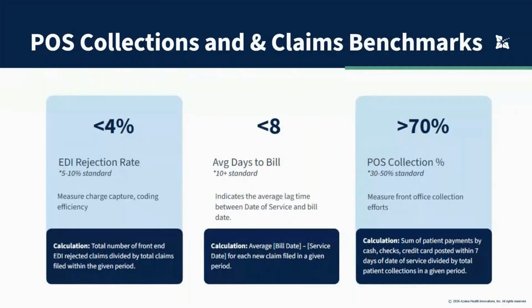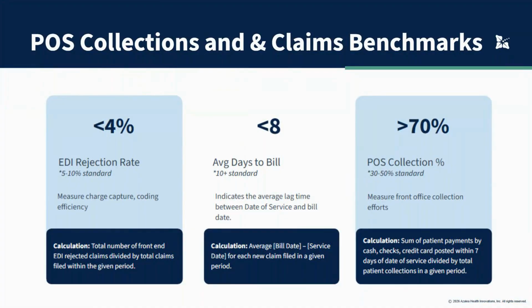So, some benchmarks that we can use to grade our performance on all this front end patient registration and time of service collections. There are many different ones, so I'm just going to give you some that I like, that I've used over the years. Some of this depends on what your reports can give you, what data you have access to. But EDI rejection rate is a good one. How often are your claims rejecting at the clearinghouse level? Less than 4% we would consider best practice. And again, that's a good reflection of how well you're performing on those front end processes.